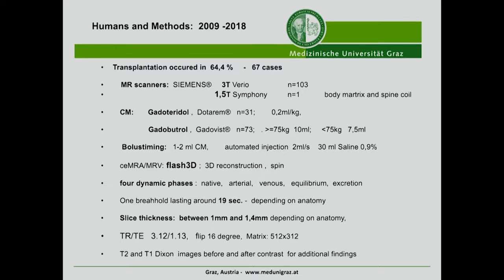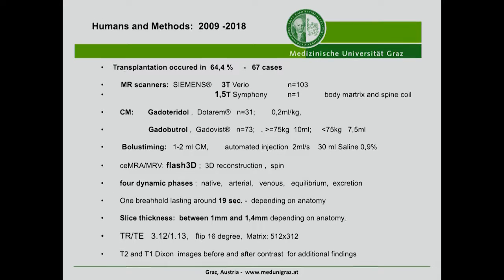Here you see our methods. The transplantation occurred in 67 cases of these 104 persons. We evaluated most of the persons with 3T. We used cyclic contrast agents with bolus timing and, of course, flash 3D sequence. We had 4 dynamic phases: native, arterial, venous, and equilibrium phase. And also we looked at the excretion to have an impression of the ureter.